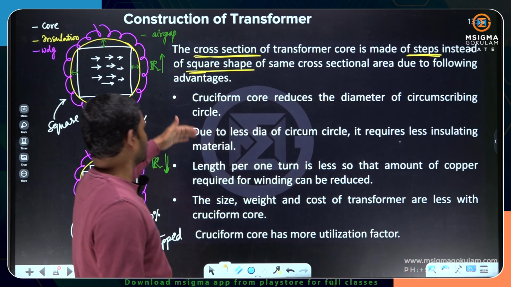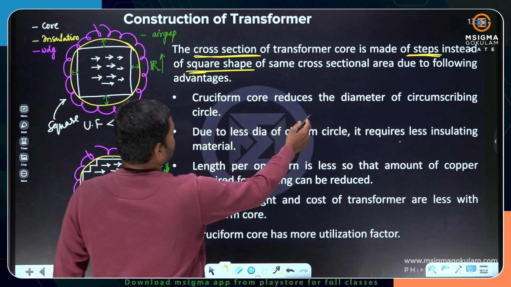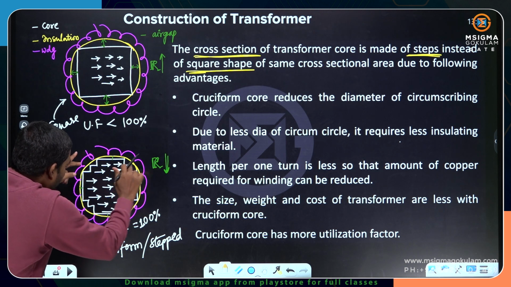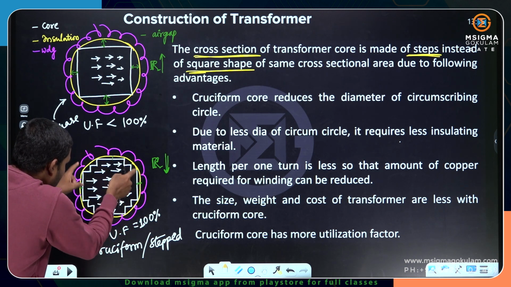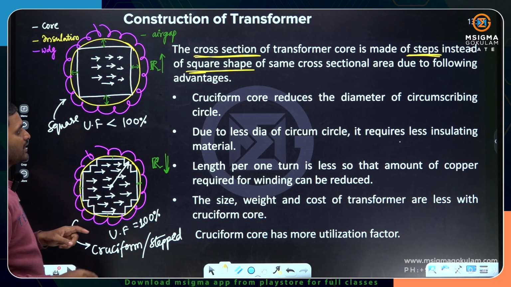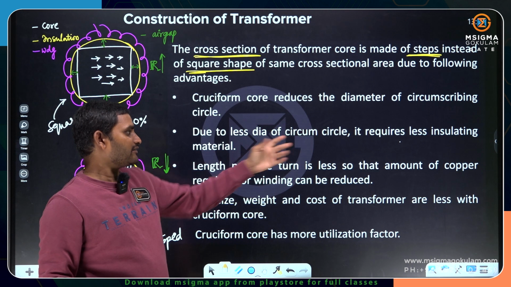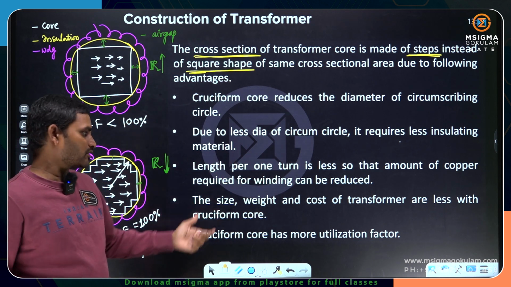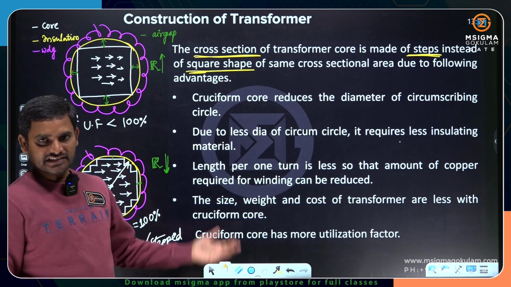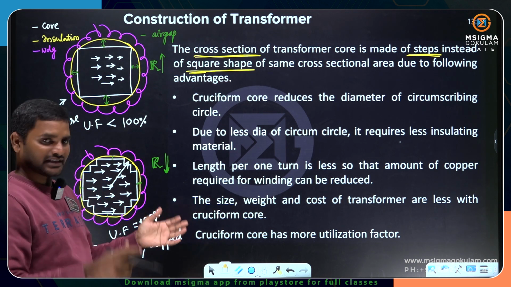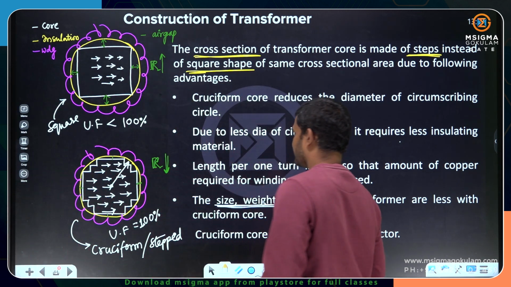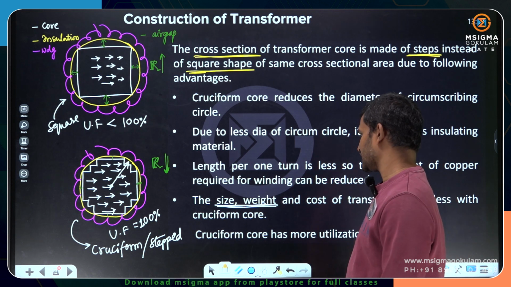You can see the cruciform core reduces the diameter of the circumscribing circle. Circumscribing circle means the outer layer. Because of the absence of edges, the diameter will be lesser. Due to the smaller diameter, it requires less insulating material and less copper, whatever points we have discussed so far. With less winding, less insulation and less core, the size and weight are also going to be less for a cruciform core transformer.